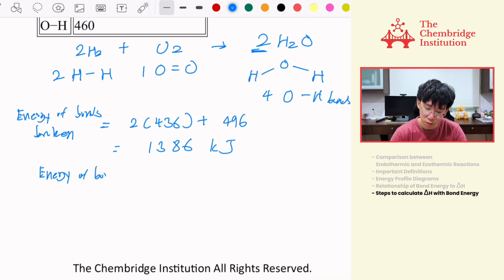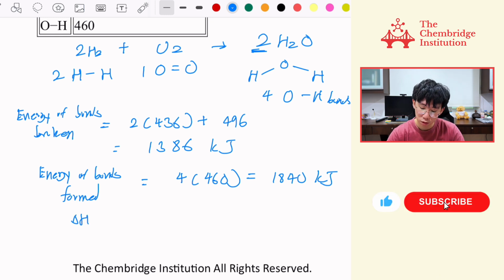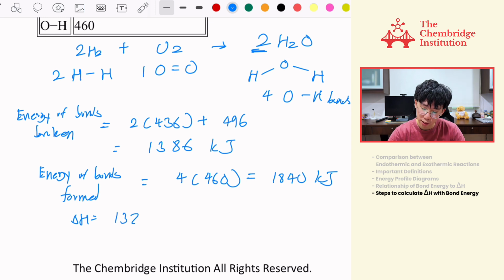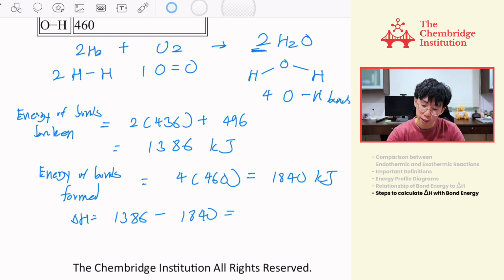Right? Next, you want to find the energy of your bonds formed. And this will equal to, so we have 4 O-H bonds, so this is just 4 times 460, and this will give you a value of, if you do your calculation properly, this is just 1840 kilojoules. So the total enthalpy change of this whole reaction is just the sum of your bonds broken, which is 1386, minus the energy of the bonds formed, which is 1840. And this will give you a value of negative 454 kilojoules.